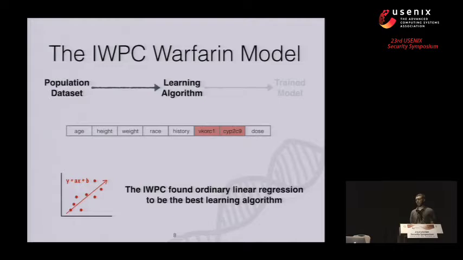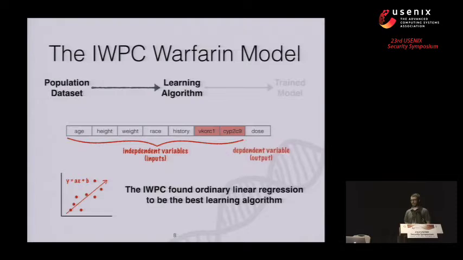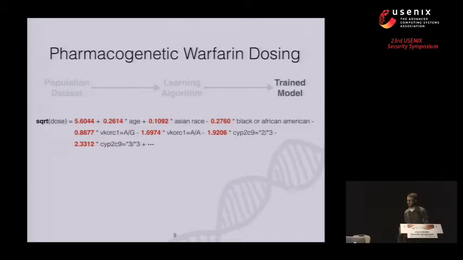The IWPC scratched their head over this data for a while, and they concluded that ordinary linear regression, a really simple type of machine learning, worked best in this situation. So they basically got a model that takes as input the patient's demographics, parts of their medical history, and their genotype. As an output, it predicts a good starting dose of warfarin for their anticoagulation therapy. And up here is an excerpt of the actual model that the IWPC published. Some doctors actually use this today to prescribe warfarin.